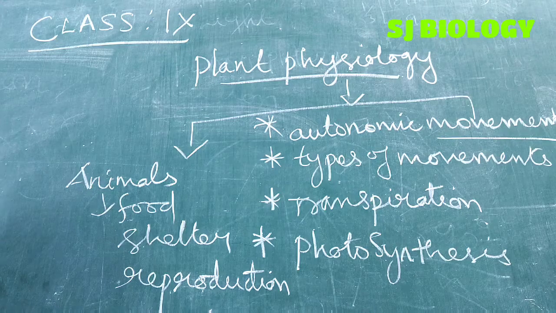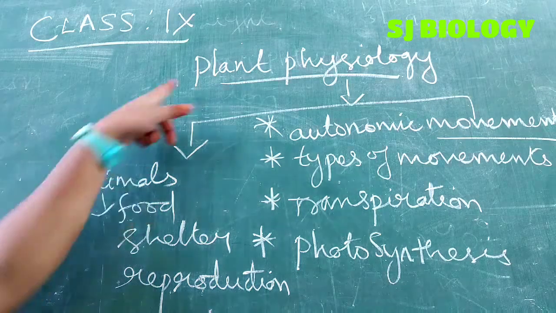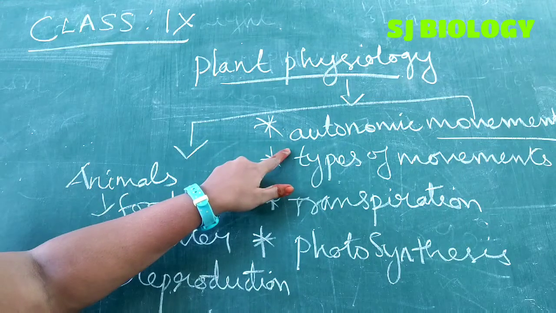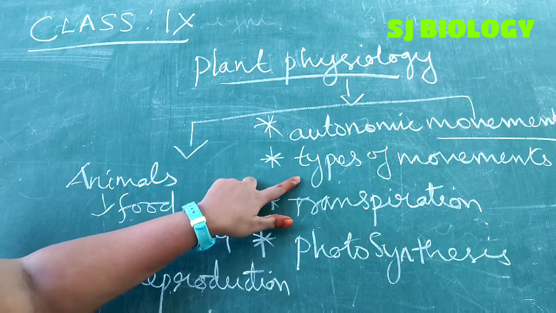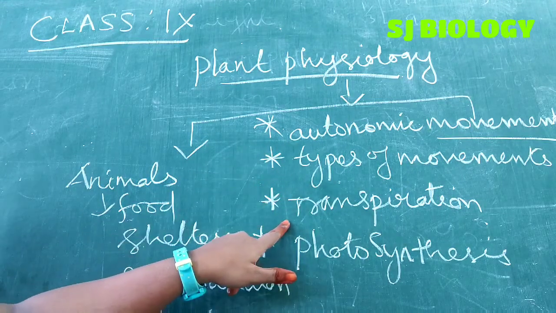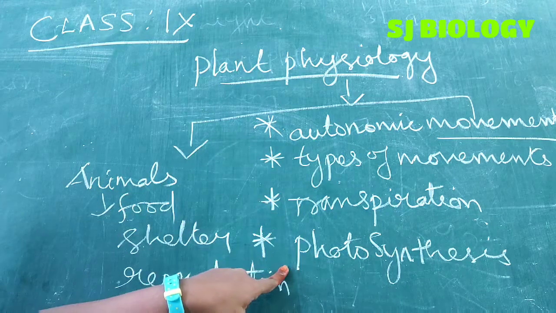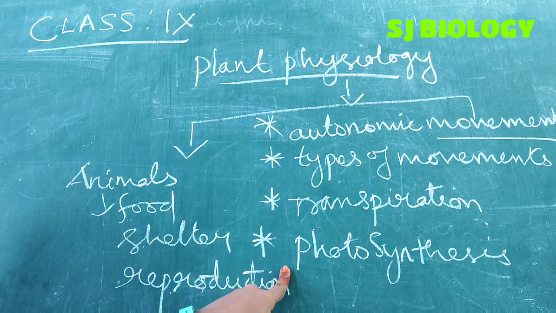Okay, what are we going to learn about plant physiology? Here, physiology covers autonomic movements, then types of movements, and then transpiration and photosynthesis. These are all we are going to learn about in this unit.